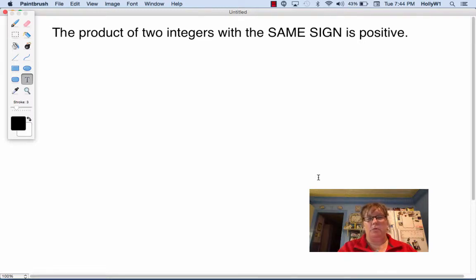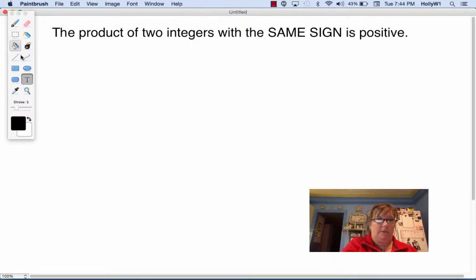Hi, welcome to section 1.4, multiplying with integers. If you remember, yesterday or a couple of days ago, we did an activity where we were making a chart and trying to figure out what happened if you multiplied two integers that had the same sign, or if you multiplied integers that had different signs. And we discovered that the product of two integers with the same sign is positive.